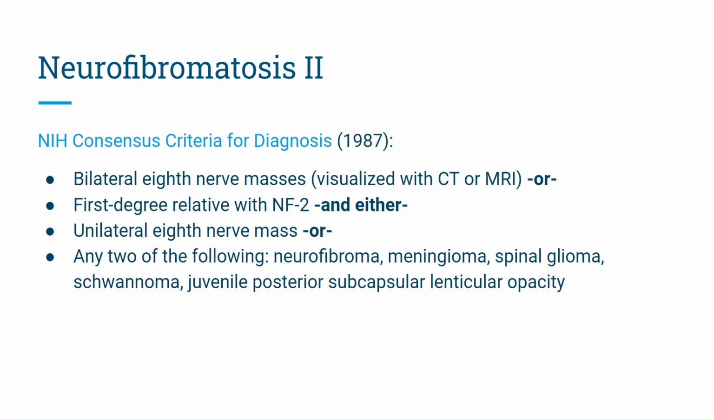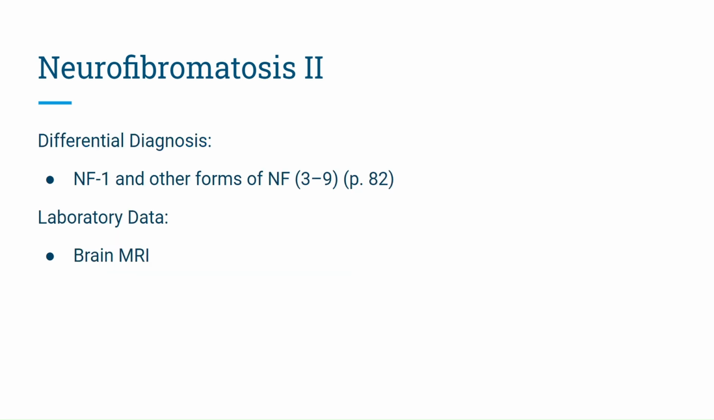So things that are automatic triggers: bilateral masses, first degree relative with NF. And if you have that first degree relative with NF, it helps to have the unilateral cranial 8 mass. But if you don't have a first degree relative and you have a unilateral cranial 8 mass, then look for some accessory findings like neurofibromas or posterior subcapsular lenticular opacities, etc.